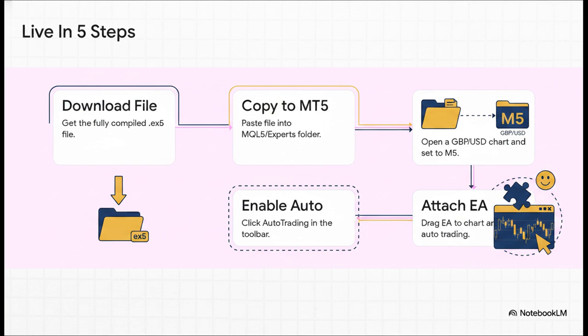Step 3, and listen up, because the guide notes this is highly critical, you open a GBP USD chart and set the time frame to M5. That 5-minute time frame is absolutely mandatory for the engine to work correctly. Step 4, drag the Cable Striker EA from your Navigator panel right onto that M5 chart. Tick Allow Automated Trading and click OK. And finally, Step 5, just click the Auto Trading button up in your top toolbar. Boom. You will see a little smiley face pop up in the top right corner of your chart, which is your confirmation that the EA is live and scanning every 5 minutes.